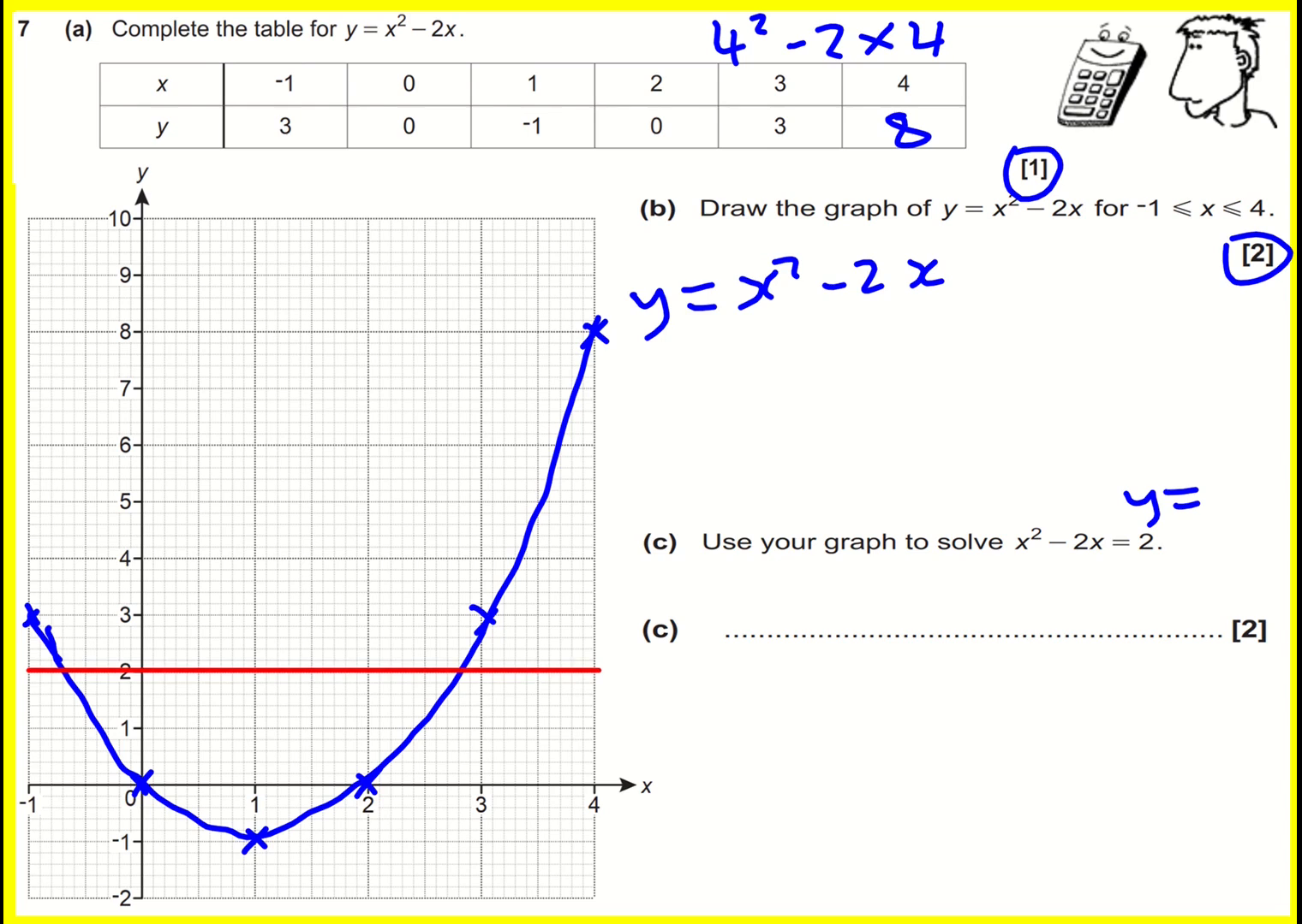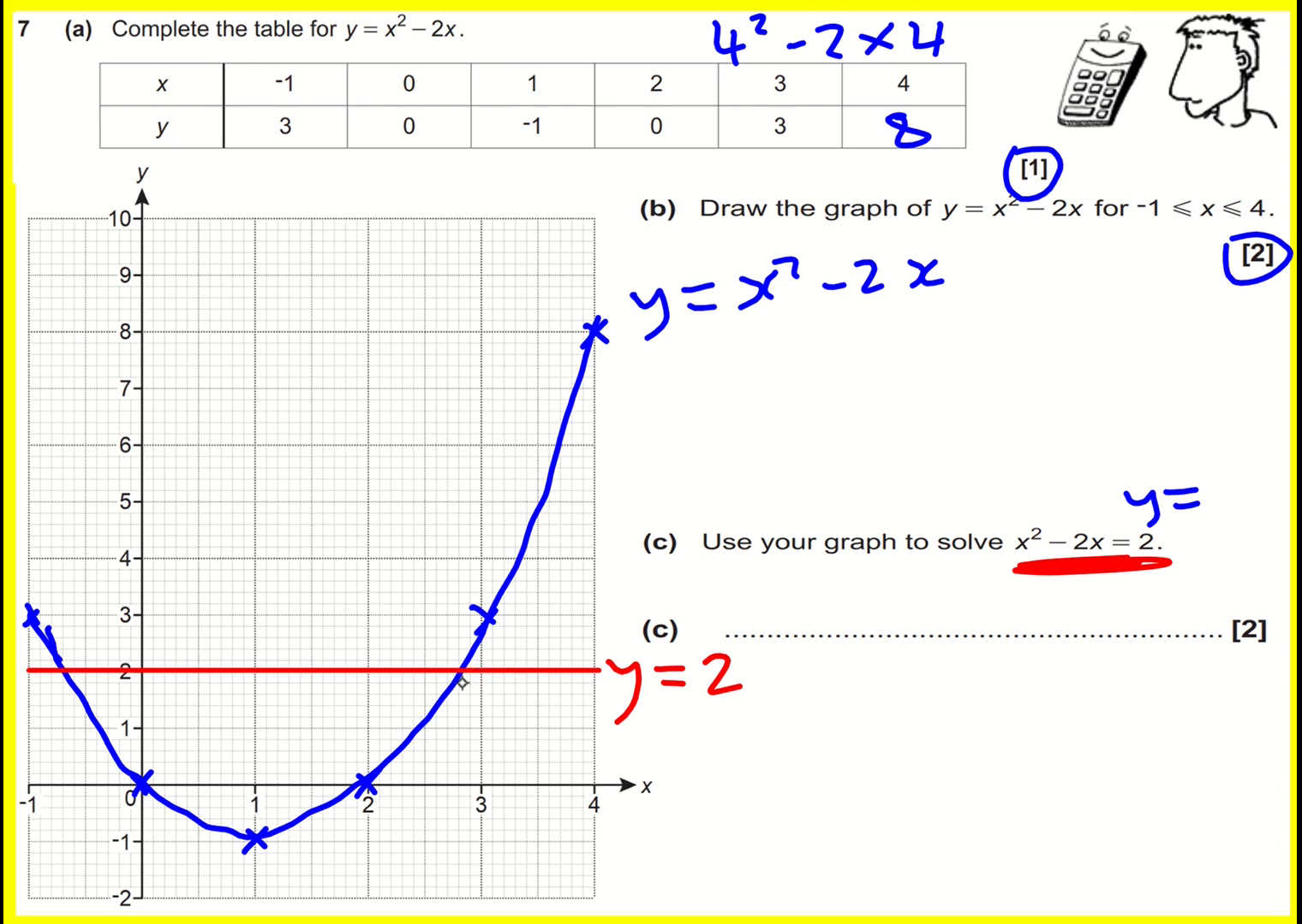So let me just backtrack. What have I done here? Well, I've drawn the graph y equals 2. I've drawn the graph y equals x squared minus 2x. And where they cross is where 2 will equal x squared minus 2x, which is what we're interested in. So we can do a graphical solution to this.